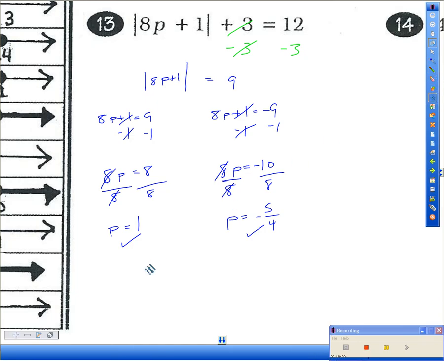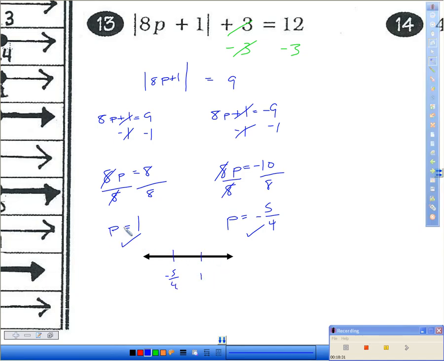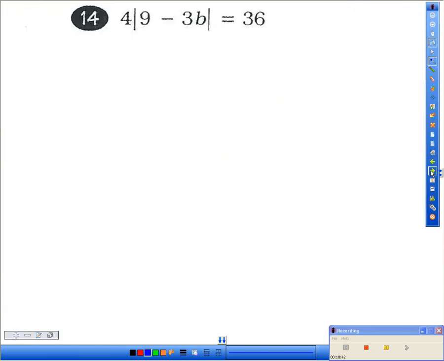Put your two solutions on a number line. We know that the negative is less than the positive, so on the left hand side I'm going to plot negative 5/4. On the right hand side I'll plot 1. Again, since this is just an equation, we're just going to put dots on those two solutions, negative 5/4 and 1. And our final problem that we'll work is number 14.